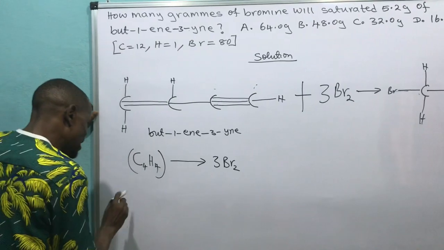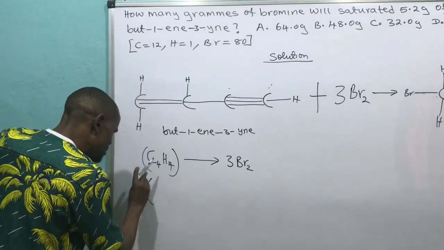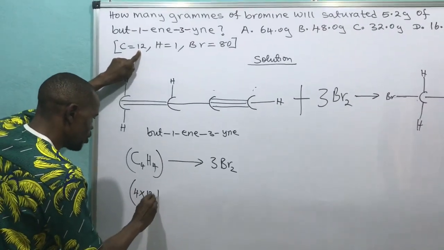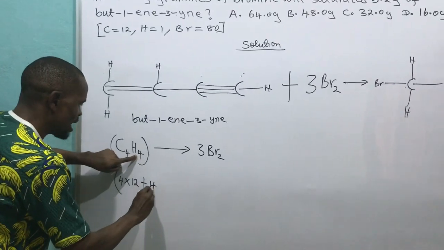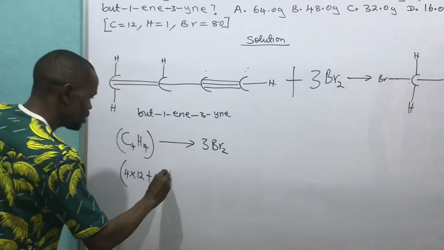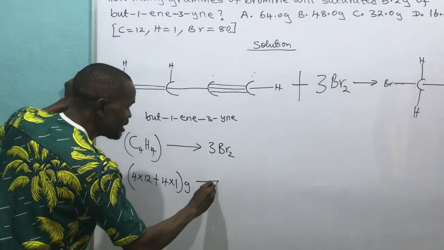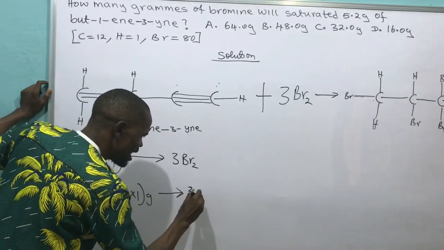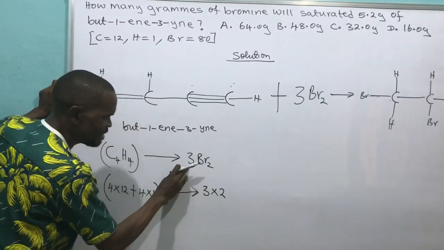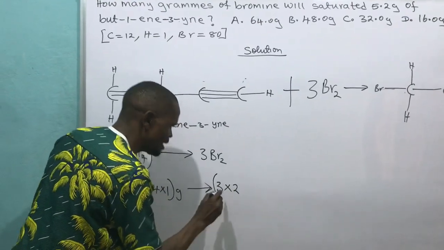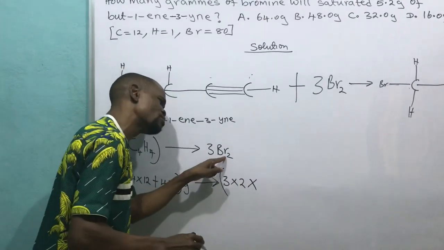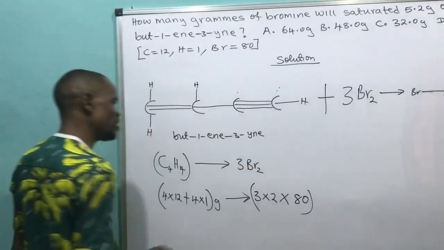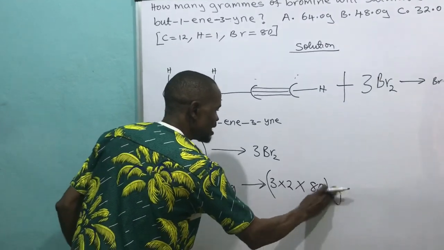Then therefore, how many gram of this compound is here? I'll have 4 carbon times what they give me as carbon, which is 12, plus 4 hydrogen times what they give me as hydrogen, 1, and that's in gram. And this will give me, coming here, 3 times 2, or 2 times 3, anyone. Then times the mass of the bromine. The mass of the bromine they give me is 80. Look at it, and now write 80. Are you following now? And that will give me gram.